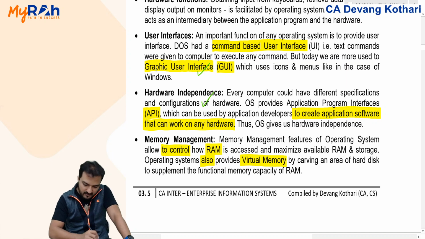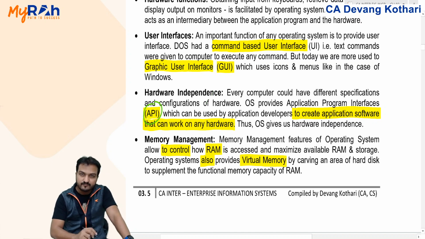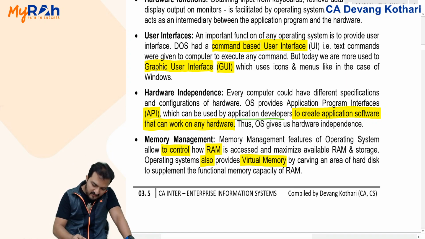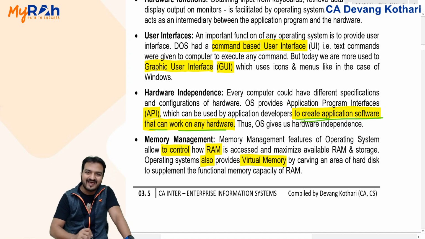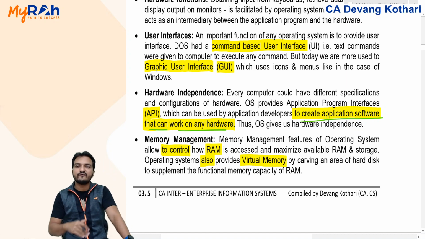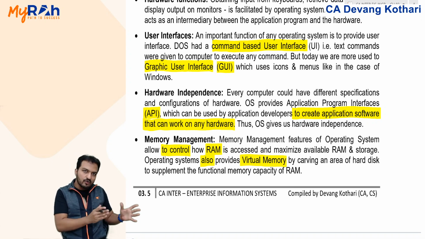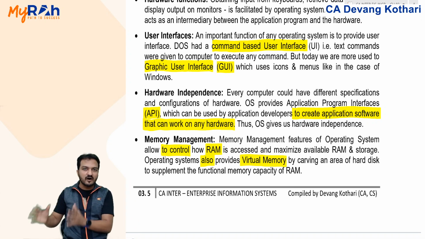Hardware independence is because of the API. When the operating system creates an API, application developers can create application softwares that can work on any hardware. They don't need to know which hardware you are using. This creates hardware independence. Now the program is independent of the hardware that you have.